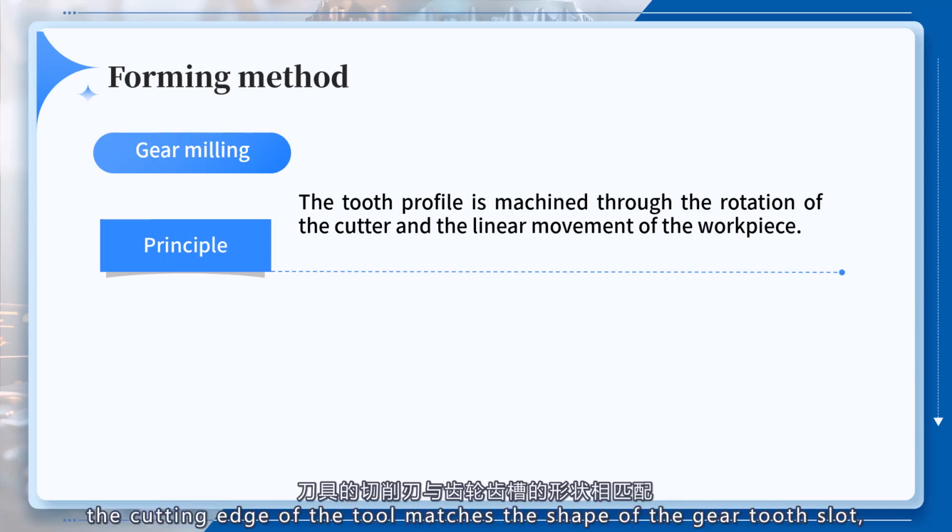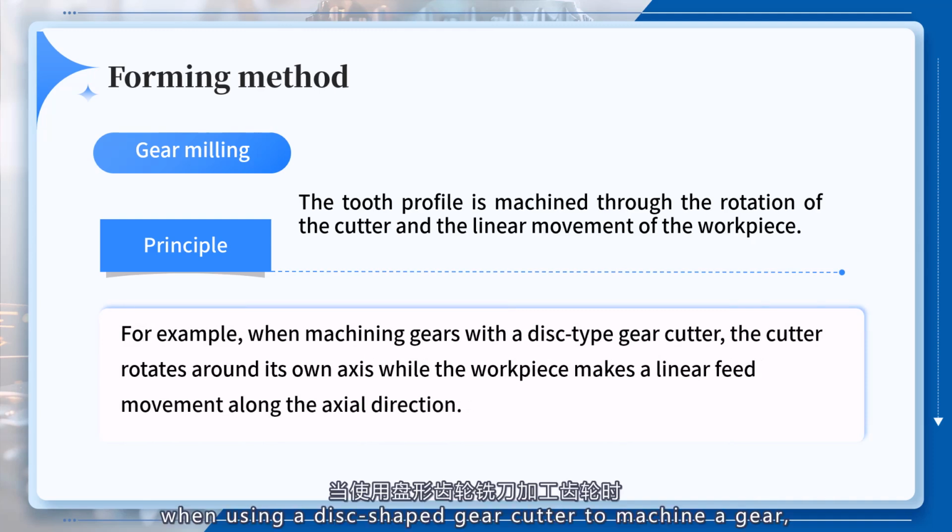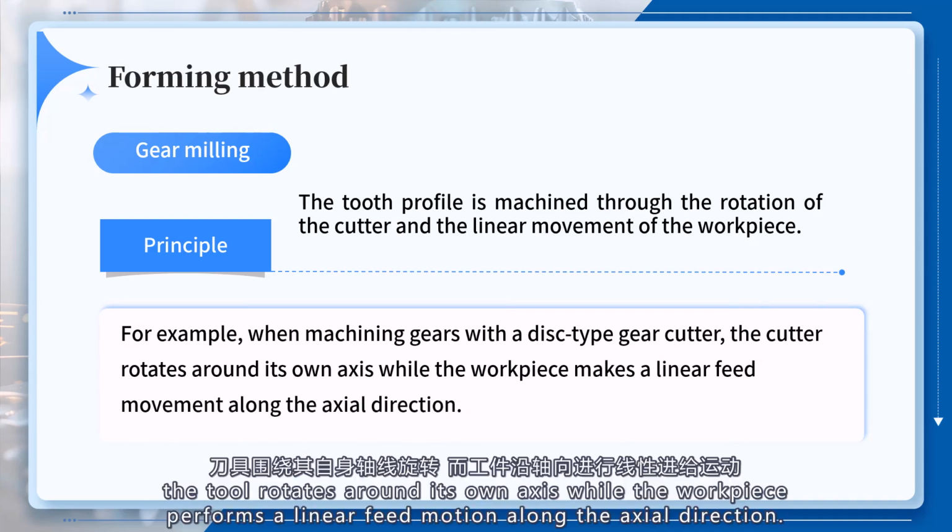The cutting edge of the tool matches the shape of the gear tooth slot, and the tooth profile is machined through the rotation of the tool and the linear movement of the workpiece. For instance, when using a disc-shaped gear cutter to machine a gear, the tool rotates around its own axis, while the workpiece performs a linear feed motion along the axial direction.